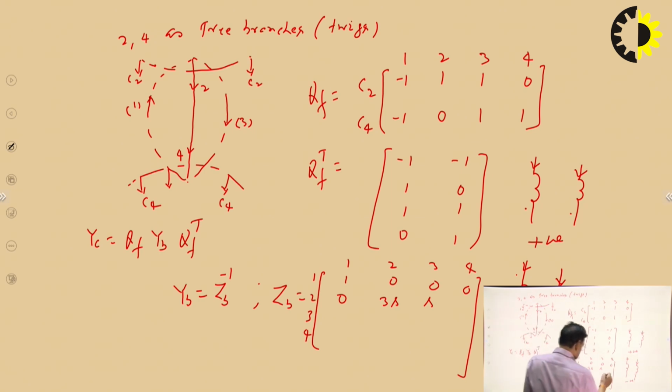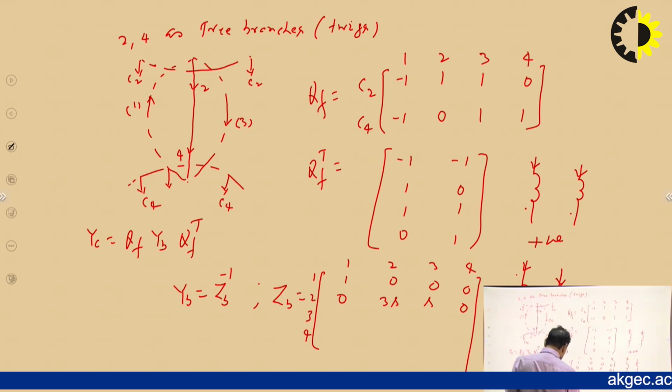Okay. There is no coupling with branch 4, then 3 1 no coupling, 0. 3 2 coupling is there, so s, and 3 3 is 4s, so it is 4s, this is 0.